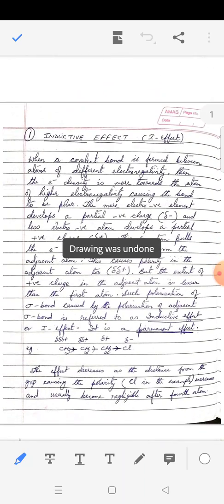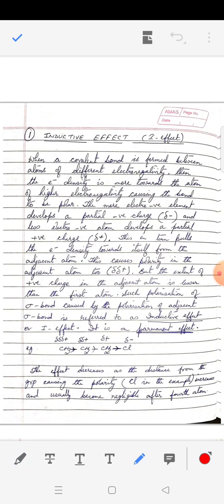The next topic: there are certain effects which regulate the reactions. One such effect is the inductive effect. When a covalent bond is formed between atoms of different electronegativity, then we all know that the electron density is more towards the more electronegative element.